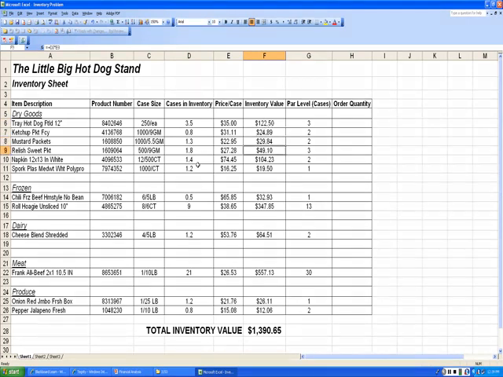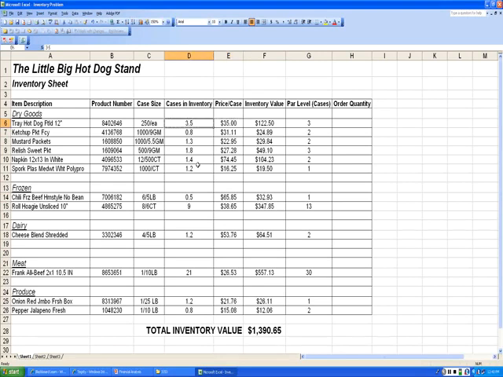$24.89 of ketchup. All the way down, you can see that my category A inventory items are going to be my hot dogs. They're a fairly expensive product. Also, my cheese is probably one of them. My chili. Some of those are going to be my category A items.